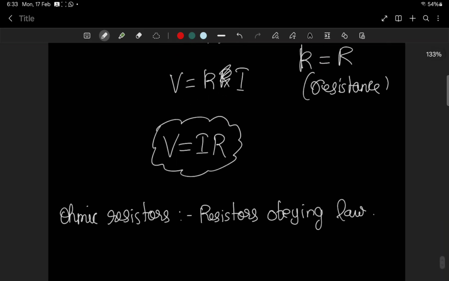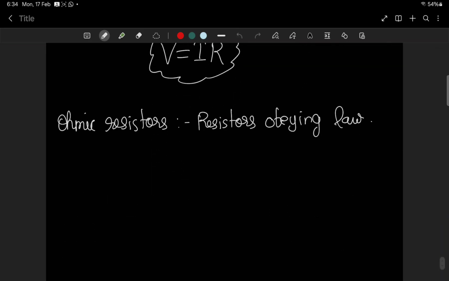1 second. Sorry. Resistors obeying Ohm's law.